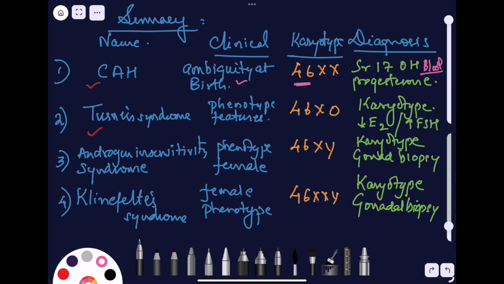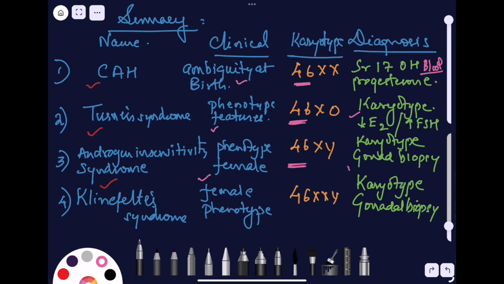Second condition, which is also a female intersex, is Turner syndrome. The phenotypic appearance is very classical of a Turner's patient. Karyotype is 45X0. Blood test shows presence of low estrogen and increased follicle stimulating hormone.